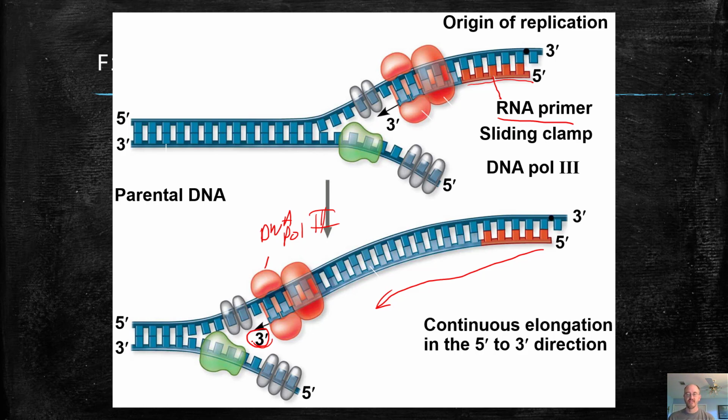It's following helicase and making a new copy of the leading strand. And it does that all the way until it runs into the next replication bubble, and then everything comes apart and it disassociates.